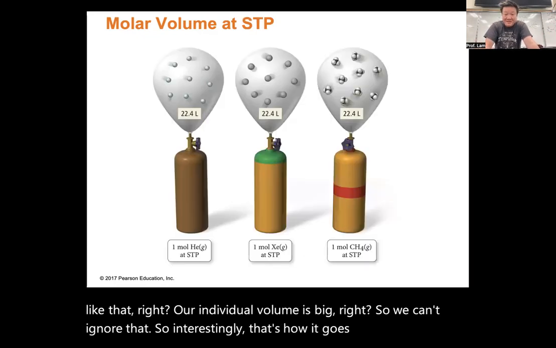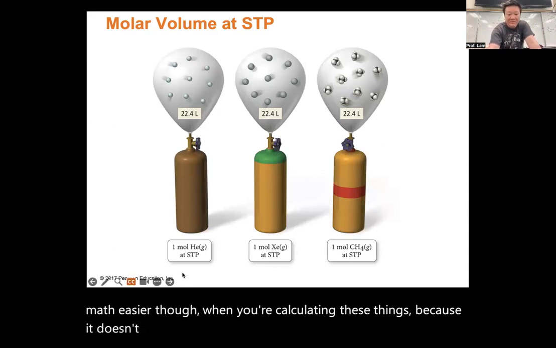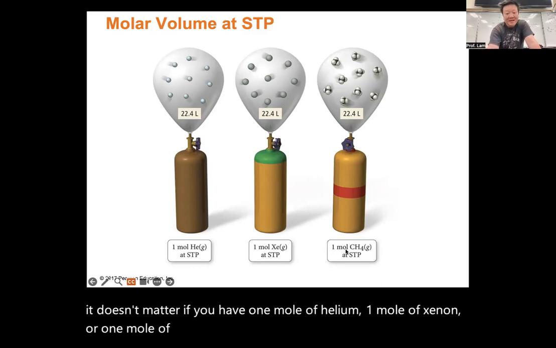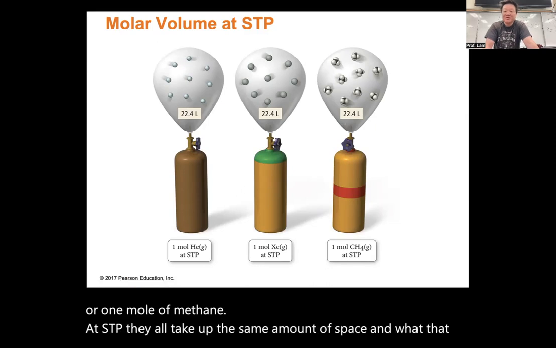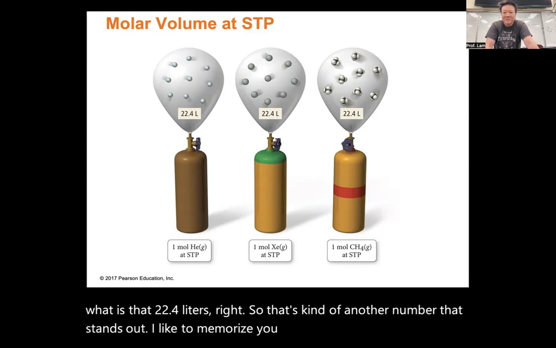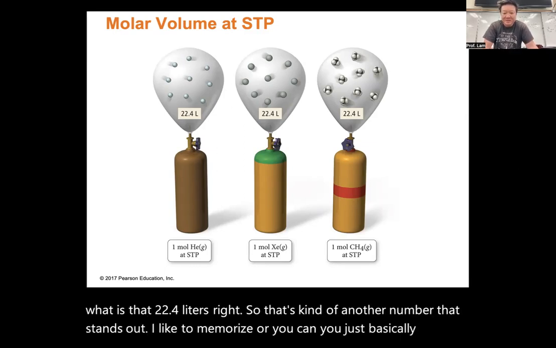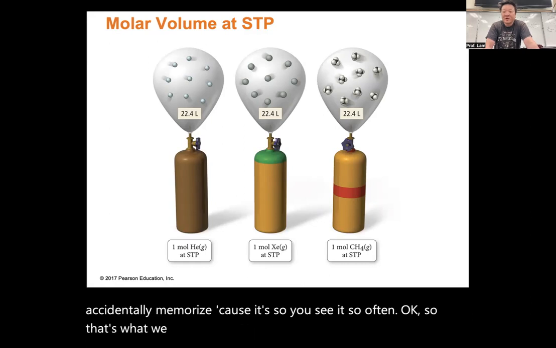It makes the math easier though, when you're calculating these things, because it doesn't matter if you have 1 mole of helium, 1 mole of xenon, or 1 mole of methane. At STP, they all take up the same amount of space. And what is that? 22.4 liters. Okay. So that's another number that stands out that I like to memorize, or you basically accidentally memorize, because you see it so often. Okay. So that's what we call molar volume at STP, 22.4 liters.